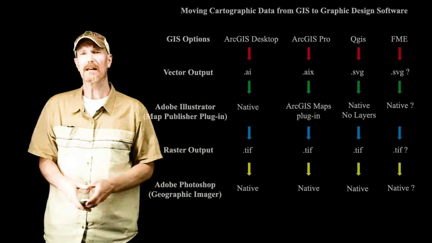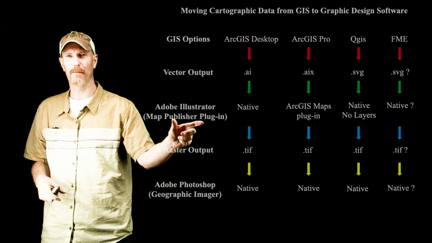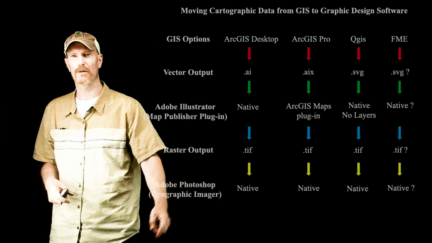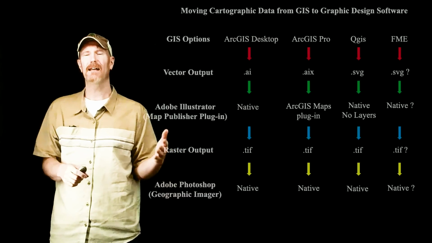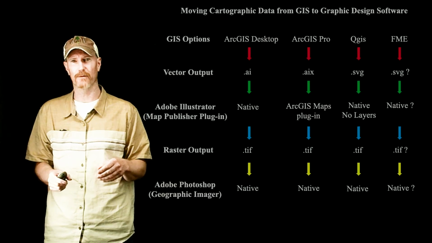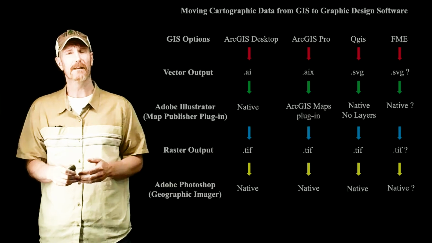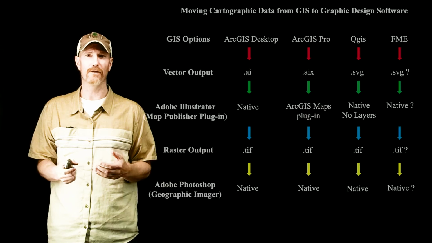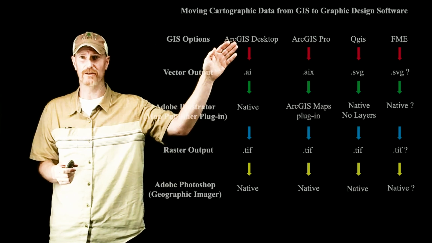but nothing like you can do in Photoshop. All right, there's a couple things in parentheses here. Map Publisher is a plugin for Adobe Illustrator, and Geographic Imager is a plugin for Photoshop. And both of those are an extra piece of software that you have to buy, and they allow you to read geographic data right into the design software. So Map Publisher lets you read shapefiles right into Illustrator. The problem is you don't have very much analytic power. So if you want to do some serious analysis with your data, you still have to have GIS.